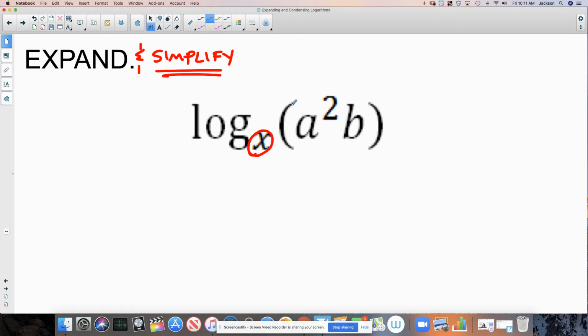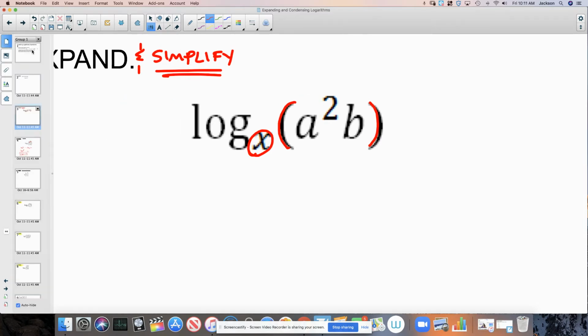So here we have a log. Inside the log, we've put parentheses. These parentheses in this very specific case aren't necessary, okay? Because we assume that the entire product is inside the log, okay? Now, at this point, we would have talked about some of the guidelines for how to do this expansion, okay?